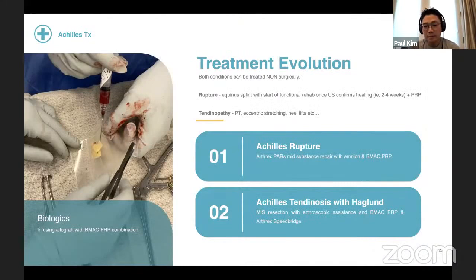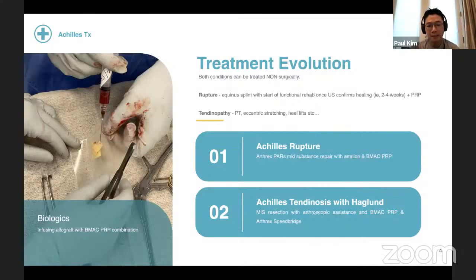So let's talk about this treatment. Now, both conditions, I want to emphasize, can be treated non-surgically. Yes, Achilles ruptures can be treated non-surgically. If you have a ruptured Achilles, it's best to put them in an equinus splint and start functional rehab once ultrasound confirms there is some level of healing. Now, in my practice, when I do decide to treat an Achilles rupture non-surgically, I do advise the patients to have a PRP injection, and that is injected directly under ultrasound. For tendinopathy, you can always do physical therapy, eccentric stretching, heel lifts, modified activities, shoes, etc.